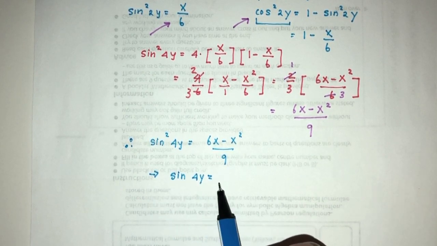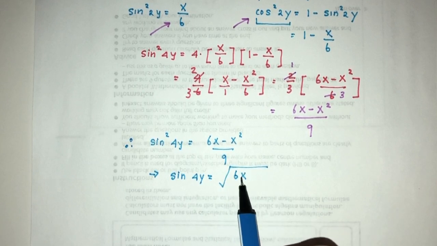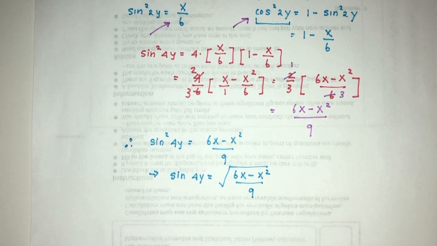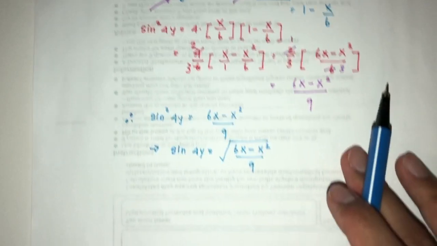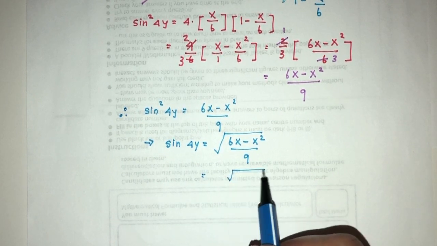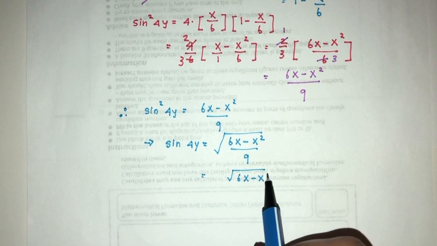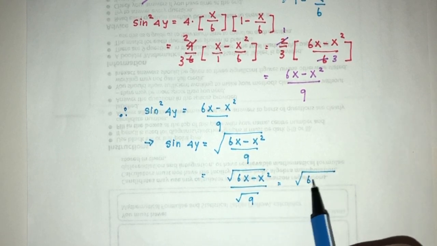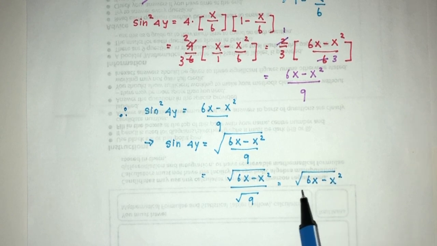From this, what is the value of sine 4y? It will have to be the square root of 6x minus x squared over 9. Now, because y is definitely in the first quadrant and second quadrant, the sine value will be positive. We don't need to take the negative side in this case, right? Now, simplify, that will be what? We can break this down. On top will be this one, at the base it will be this one, that will be root of 6x minus x squared over the value of 3.